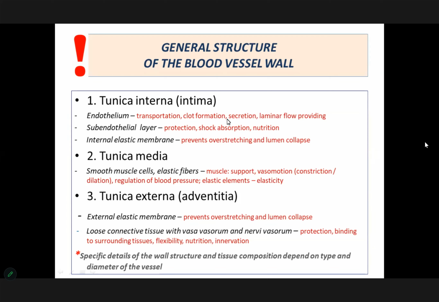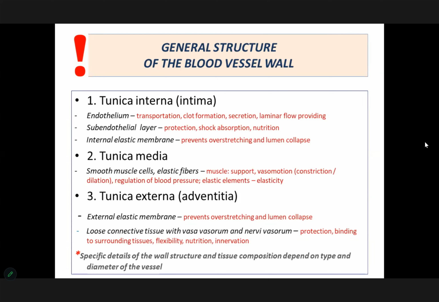In red color, I added here the information about the functions. So the functions of endothelium are the transportation of gases and nutrients from blood to the underlying tissues. Also, it provides clot formation, or in the normal state, it prevents clot formation. Also, endothelial cells secrete some molecules, and endothelial cells provide laminar flow of blood.